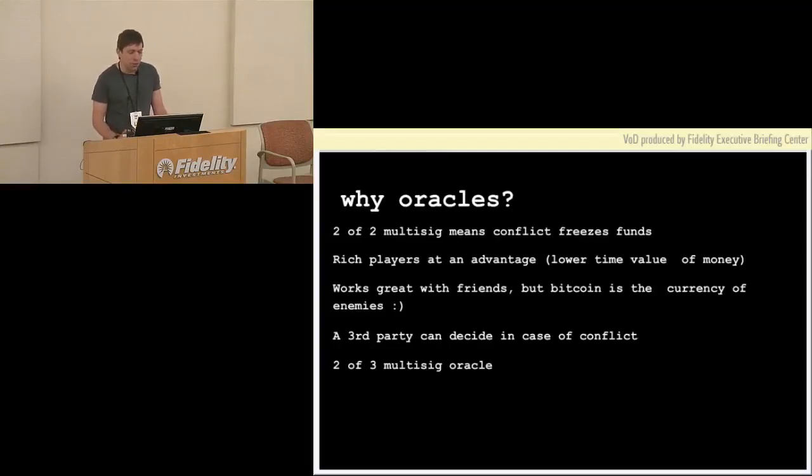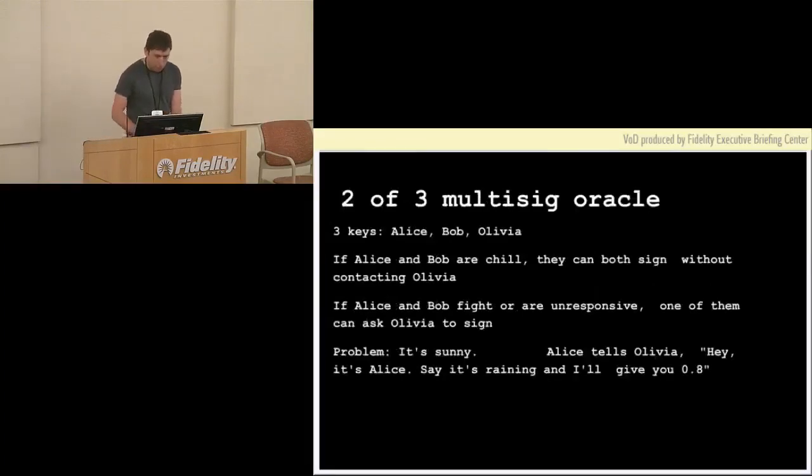So the simplest case would be a 2 of 3 multi-signature oracle. So then you'd have an output with 3 keys. You'd have Alice, Bob, and Olivia. Olivia is the oracle. So this is, like Sharon was saying, an optimistic protocol where if Alice and Bob are cool with each other and they both agree, okay, it rained, we'll move the money, they can both sign. They don't even have to contact Olivia. Olivia is there in case they're fighting.